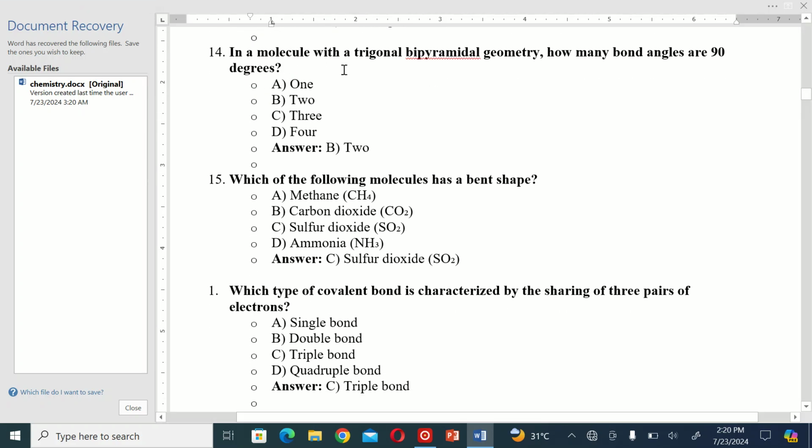In a molecule with a trigonal bipyramidal geometry, how many bond angles are 90 degrees? A. 1, B. 2, C. 3, D. 4. So the correct option is B, 2.